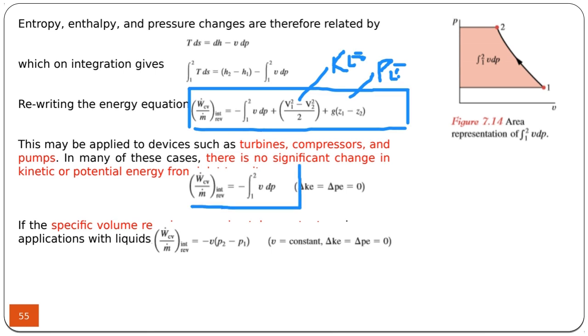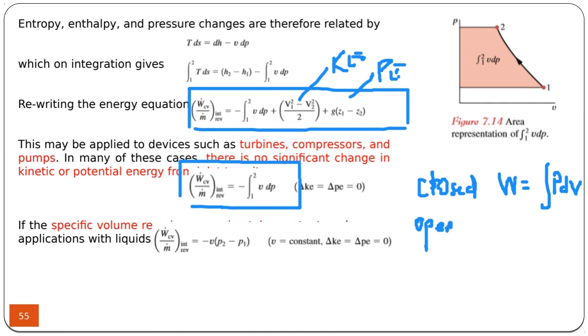This is interesting because remember that for a closed system, the work is calculated by PdV, for instance, in the case of a piston cylinder system, but in open systems, it's completely different. W is minus VdP. So this is the difference of the work for a closed system and open system.